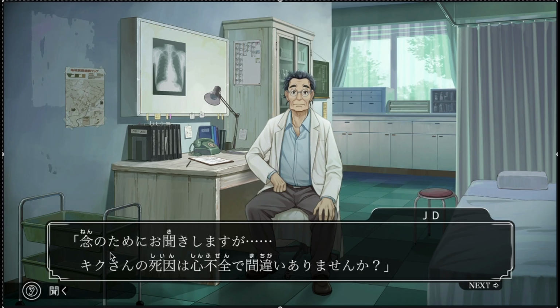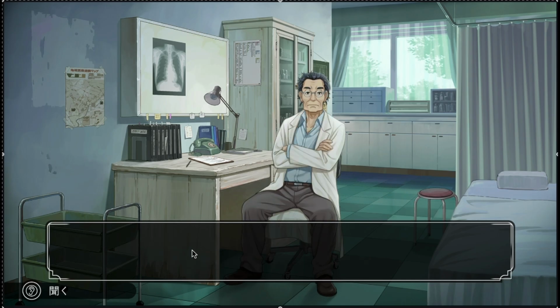Kikusan no shiin, so cause of death was heart failure, and I guess we can say this de kind of limits it, like it was because of heart failure. Machigai arimasen, so there was no mistake, right? 心不全じゃ。 It was, yes, heart failure.